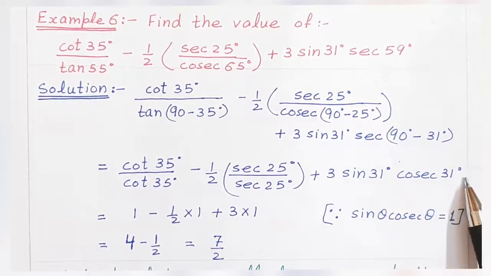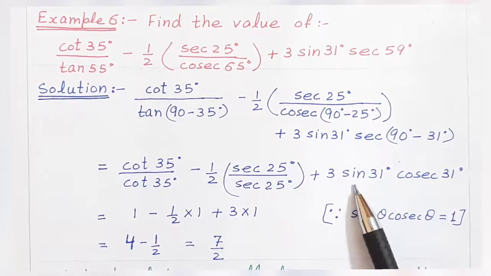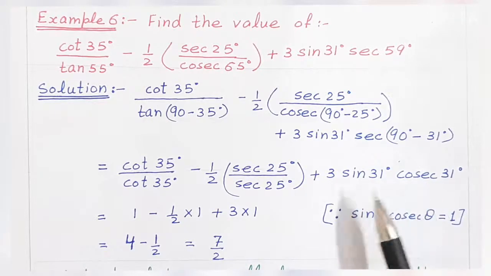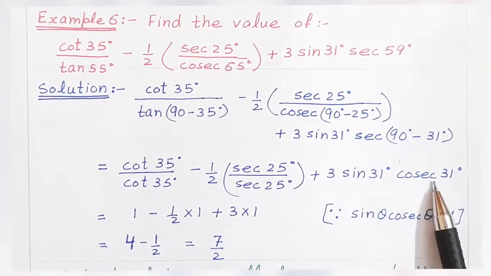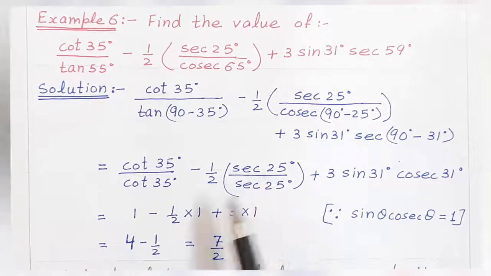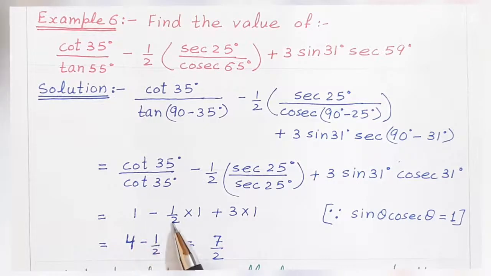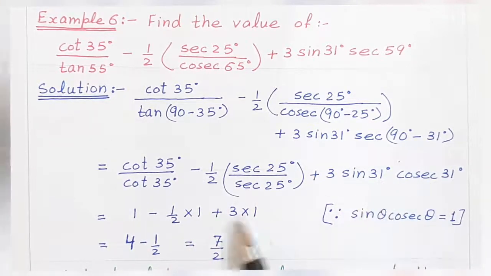cosecant 31 degree. Now students, we know that sin theta and cosecant theta, they are reciprocal to each other. Clear? So sin theta into cosecant theta is 1. So the answer is cot 35 upon cot 35 is 1. Then minus half into 1. Then plus 3 into 1. So the final answer is 7/2.